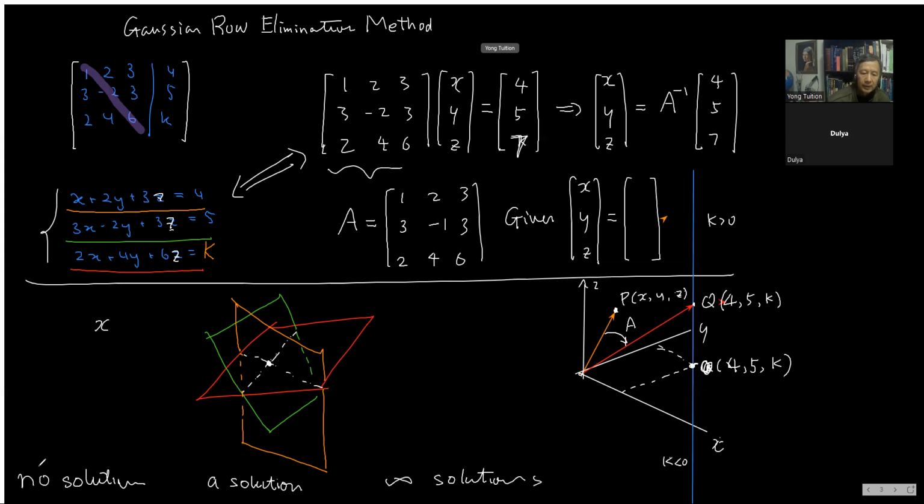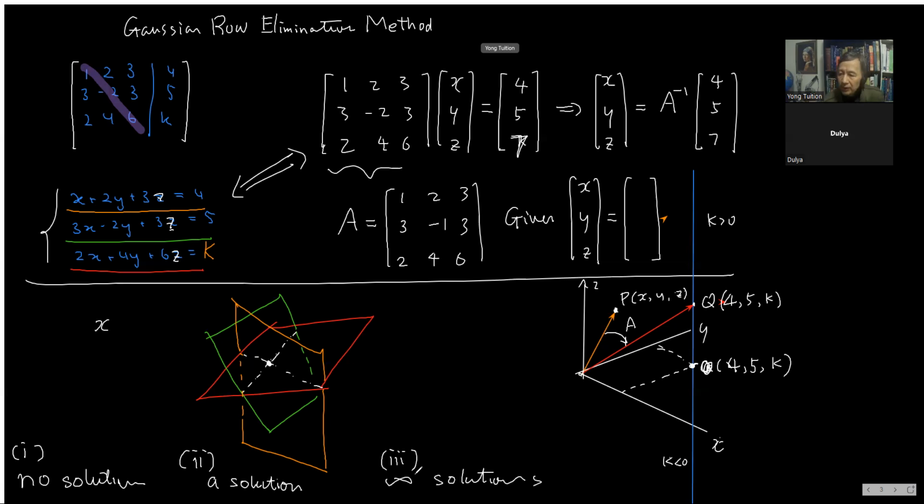Okay. So there's no solution. So this is one scenario. Can we call this scenario one? Can you see? Second is having one solution. It's a different idea. Can you see? And then the third scenario is having an infinite number of solutions.